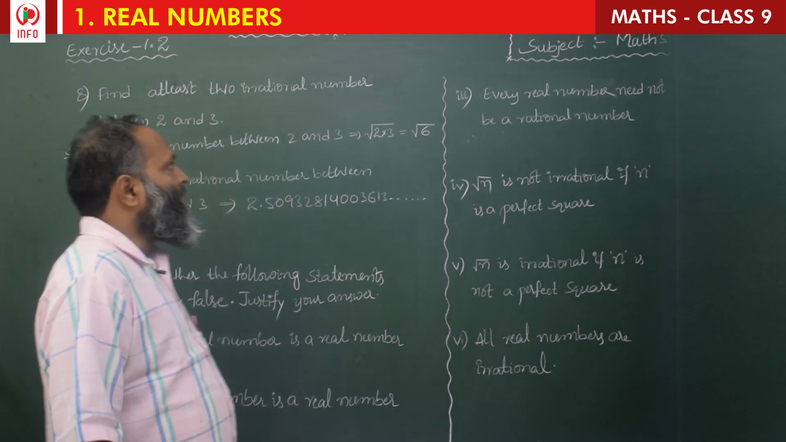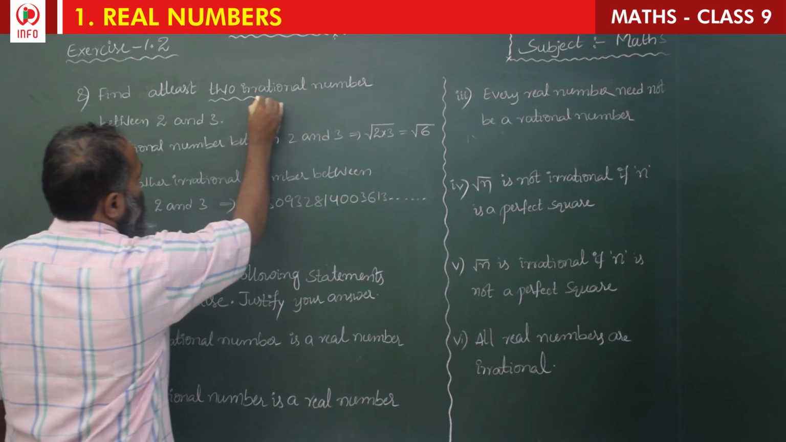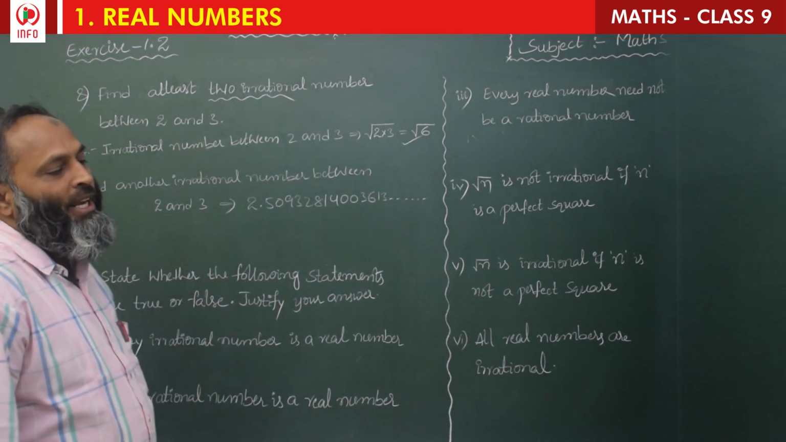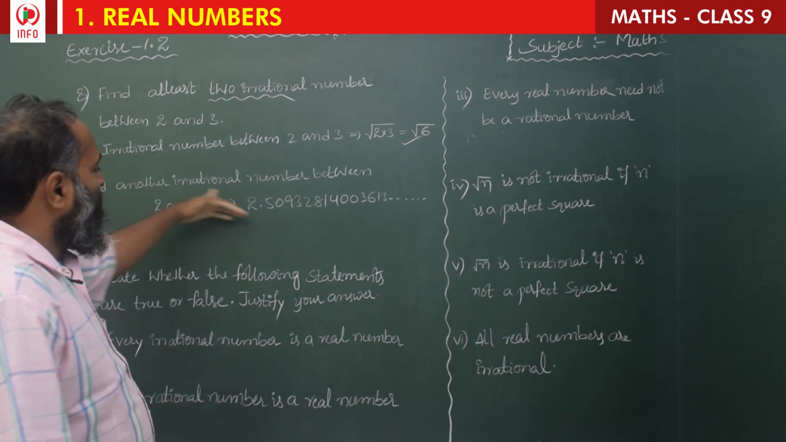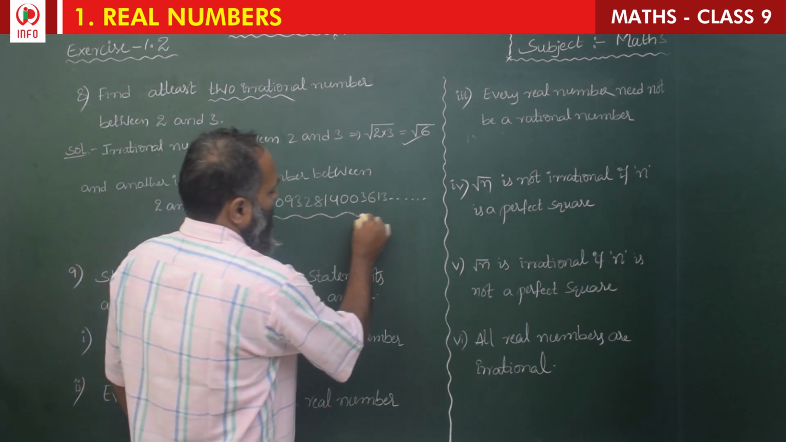Okay. So he is asking two irrational numbers. So how did we take two irrational numbers? One is in square root, using the formula under root a into b. So that is square root, and one more in decimal form. So one more irrational number we took in decimal form.